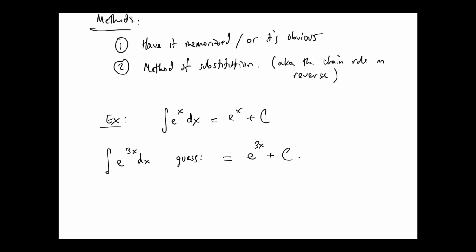So if we guessed e to the 3x, let's check and take the derivative of e to the 3x. Of course, what's the derivative of plus c? 0, because it's constant, so I don't need to worry about that. What would we get for the derivative of e to the 3x? e to the 3x times 3 by the chain rule.